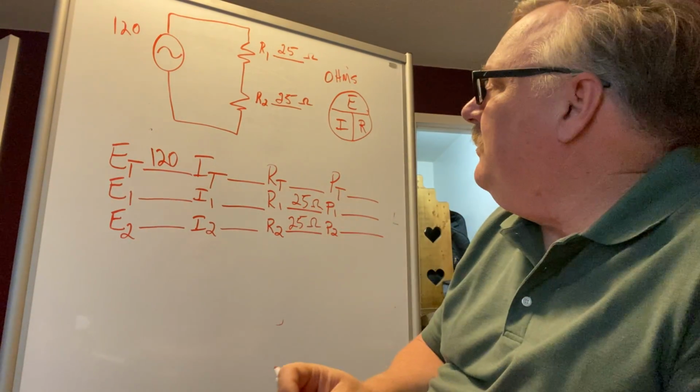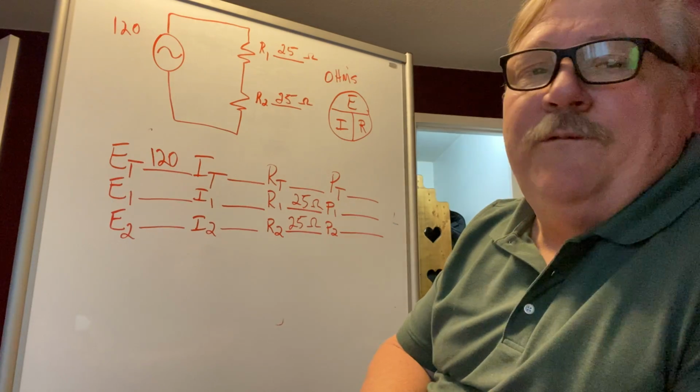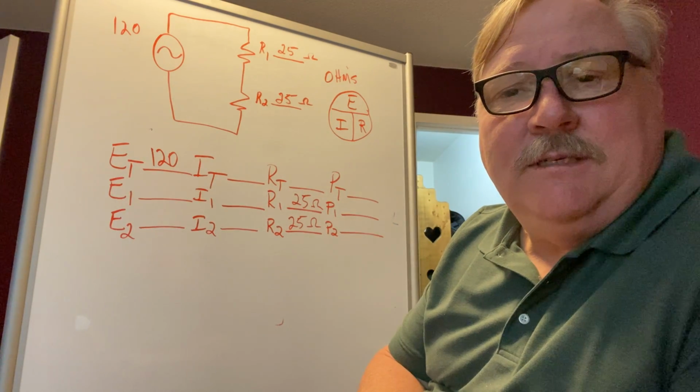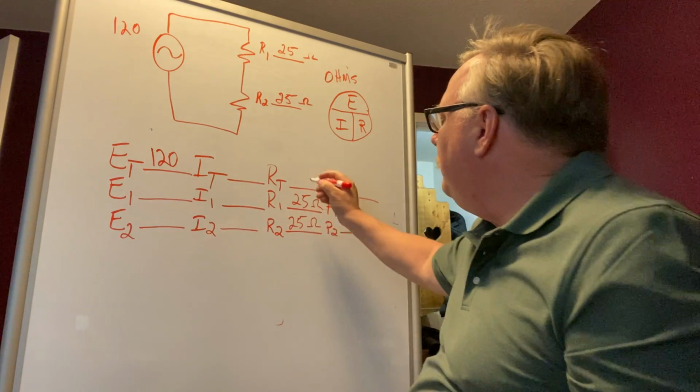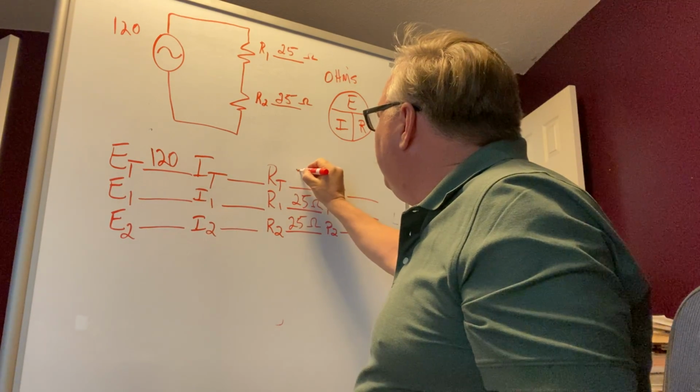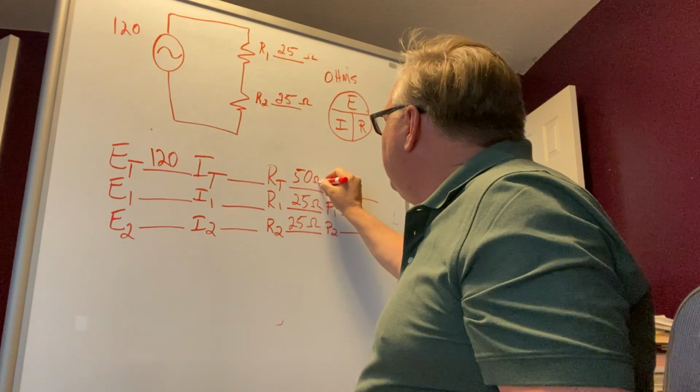Now, if you remember, what is the rule for resistance in series? Okay, resistance in series is simply added up. So we've got 25 and 25, so our resistance for our circuit is 50 ohms.